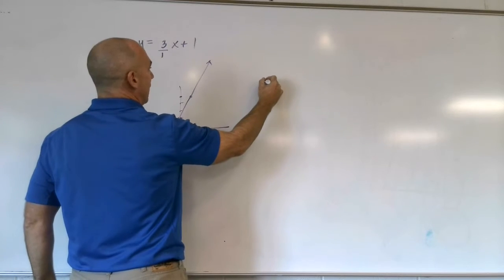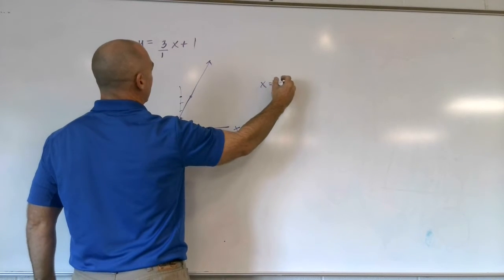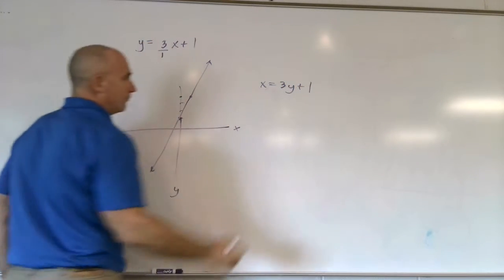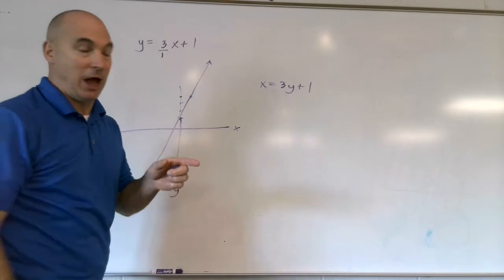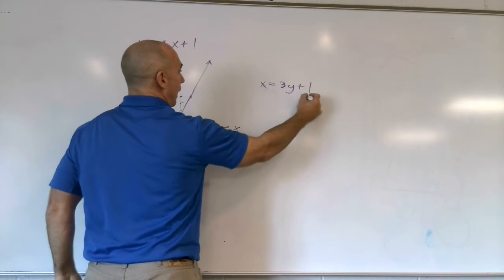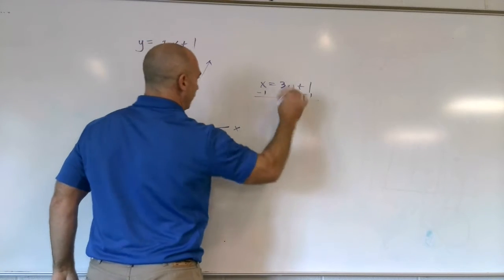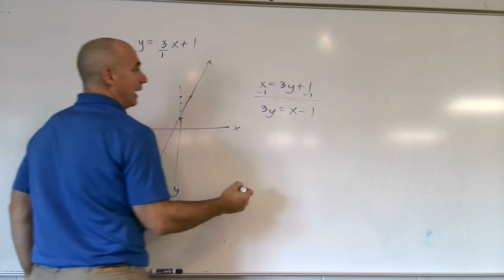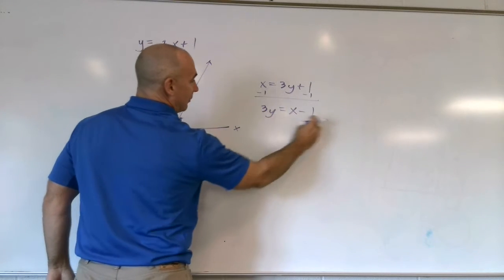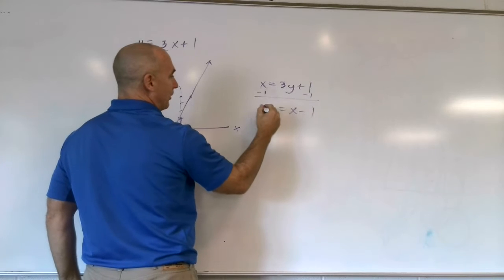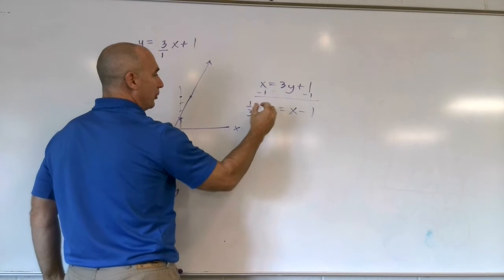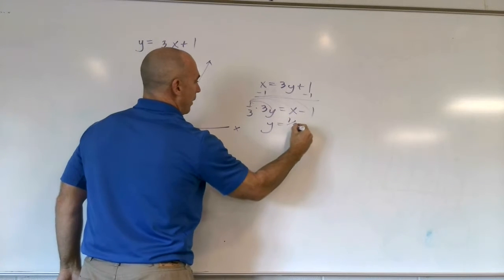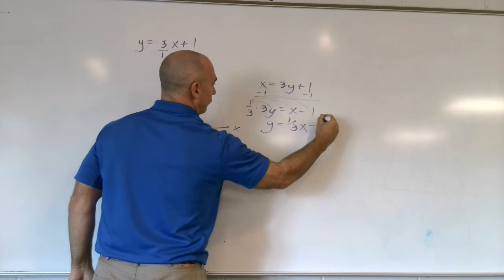I'm going to get x equals 3y plus 1. Now I'm going to solve for y. I'm going to subtract 1, subtract 1, and flip it around: 3y equals x minus 1. Now I'm going to multiply by 1/3. I could divide by 3, but I want my slope to be a fraction. So y equals 1/3 x minus 1/3.